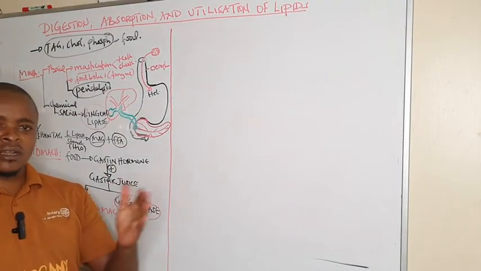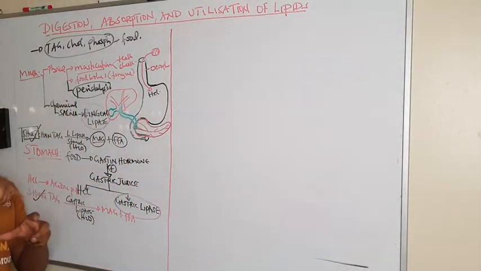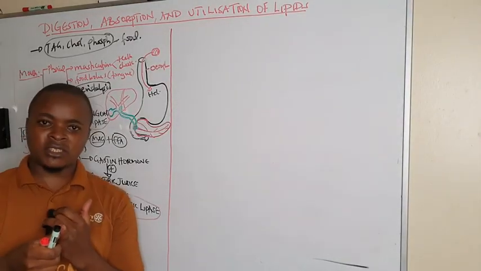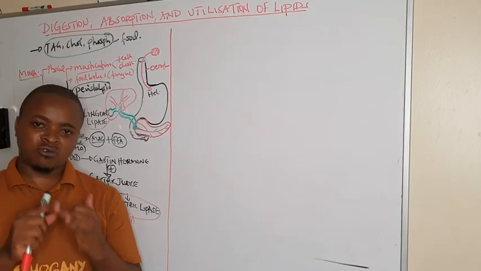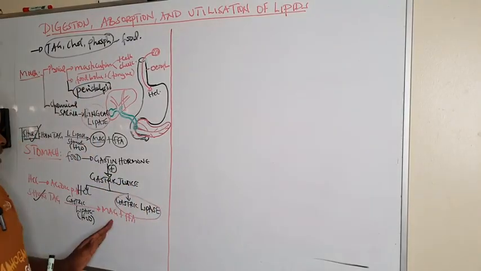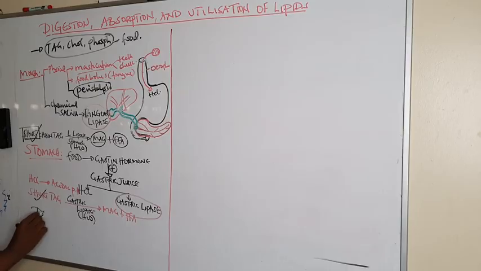So in the stomach, we see physical digestion, which is the churning action, whereas chemical digestion is the action of hydrochloric acid, which provides acidic media, and then gastric lipase, which works on the short chain TAGs to monoacylglycerol and free fatty acids. From there, the food continues to the duodenum.